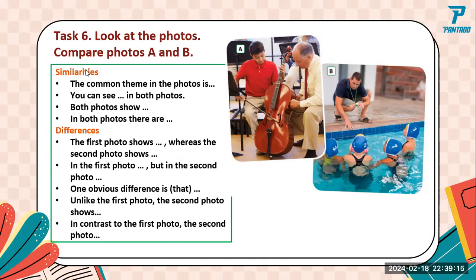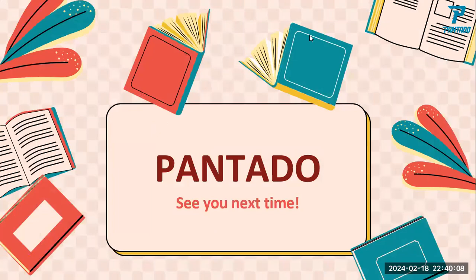You can see in both photos, there is a teacher teaching the student how to play the violin. Okay, next, letter B. The first photo shows a classroom, a music class lesson, and photo B shows a swimming lesson. Okay, very good. So this is about music and this is about sport, the swimming lesson. Okay, so let's move to the next link.